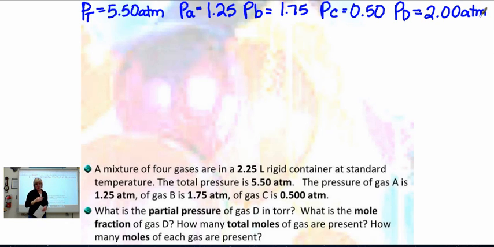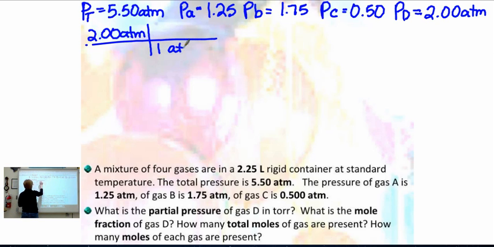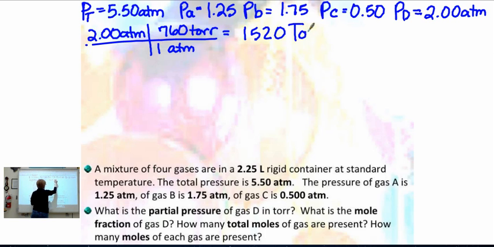The next question said, what is it in torr? So we have to convert to torr. 2.00 atm, 1 atm is equal to 760 torr. So if I convert that to torr, I get 1520 torr equals the pressure of D.